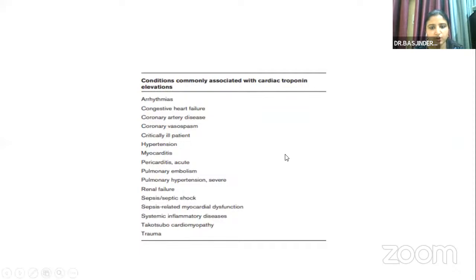So we should always remember, when we are using these biomarkers as a diagnostic approach in cardiac injury, that they can be elevated in other conditions also, like when there is pulmonary embolism, renal failure, sepsis-related myocardial dysfunction, SIRS, or Takotsubo cardiomyopathy, etc.